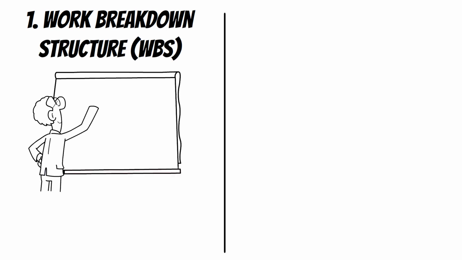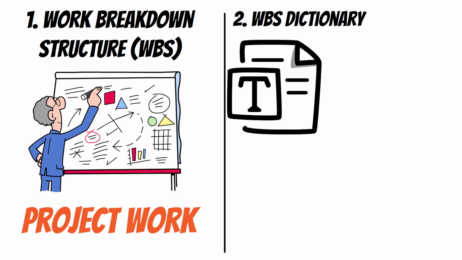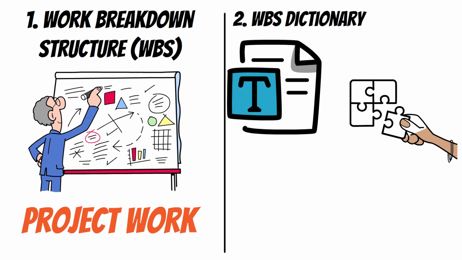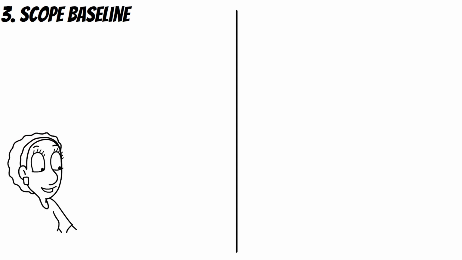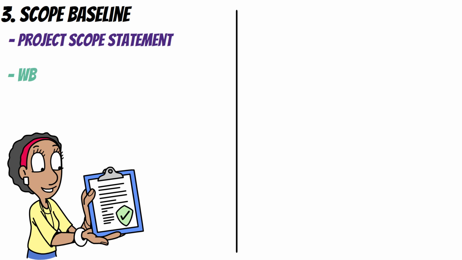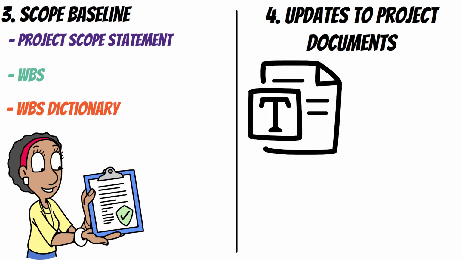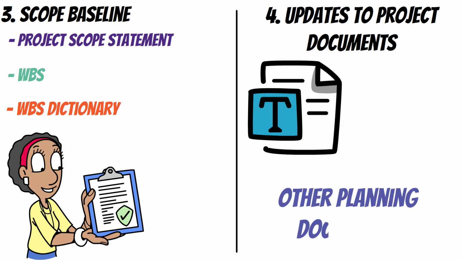Outputs that you will receive are: 1. Work breakdown structure, the actual hierarchical breakdown of project work. 2. WBS dictionary, a supporting document that describes each component of the WBS, including what's included and who's responsible for what. 3. Scope baseline, the official, approved version of the scope, which includes the project scope statement, WBS, and WBS dictionary. 4. Updates to project documents. The requirements documentation and other planning documents may need updates based on the final WBS.